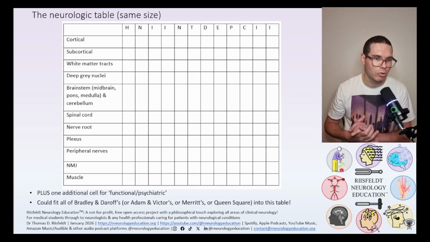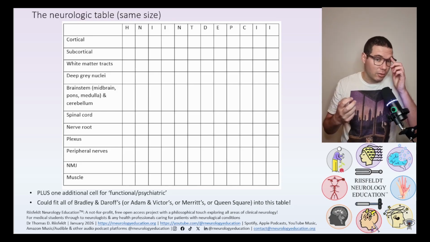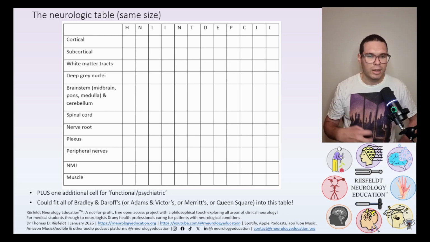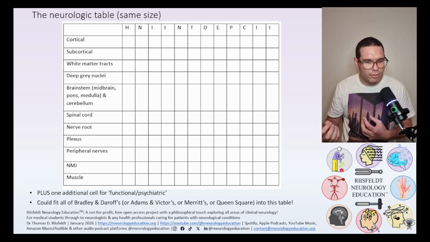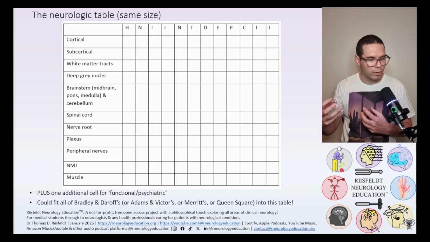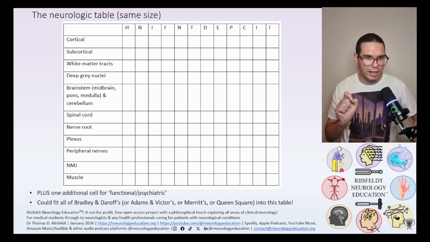And it fits into the table just like before. And then adding in one additional cell just for functional or psychiatric. And just like we could fit all of Harrison's into the previous table, for this table, we can fit all of Bradley and Daroff's, or all of Adams and Victor's, or all of Merritt's, or all of the Queen Square Neurology textbook into this one table. So you're not going to miss anything if you think in this way.